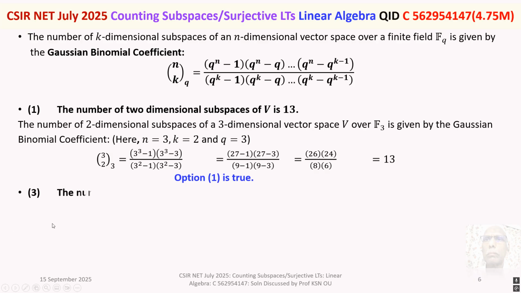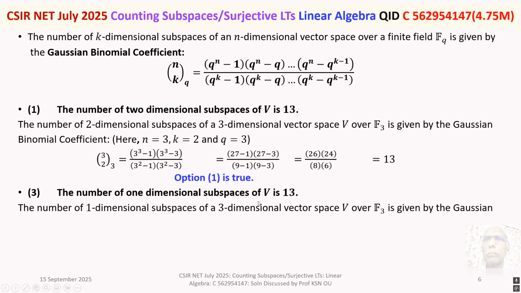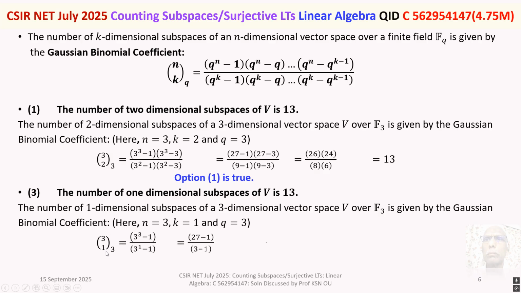Let's go to option 3. The number of one-dimensional subspaces of V is 13. Right. The number of one-dimensional subspaces, k is equal to 1, of a three-dimensional vector space V, where the dimension of V is 3, therefore n is 3, over F3, q is equal to 3, is given by the Gaussian binomial coefficient. In our case, n is equal to 3, k is equal to 1, q is equal to 3. So it is given by the Gaussian binomial coefficient 3C1 with suffix 3.